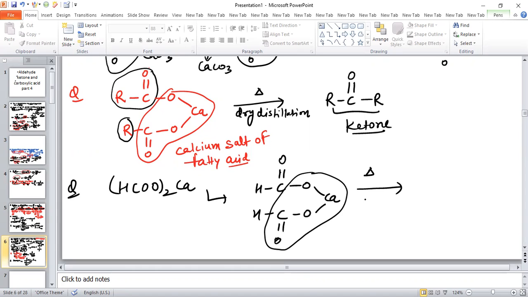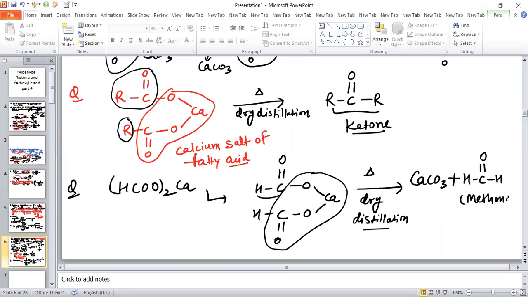On heating means basically this is dry distillation. So when we heat, calcium carbonate is removed. And when calcium carbonate is removed, this is HC double bond O and H. So this product is obtained, basically methanal. So in this way you can prepare methanal by using dry distillation.